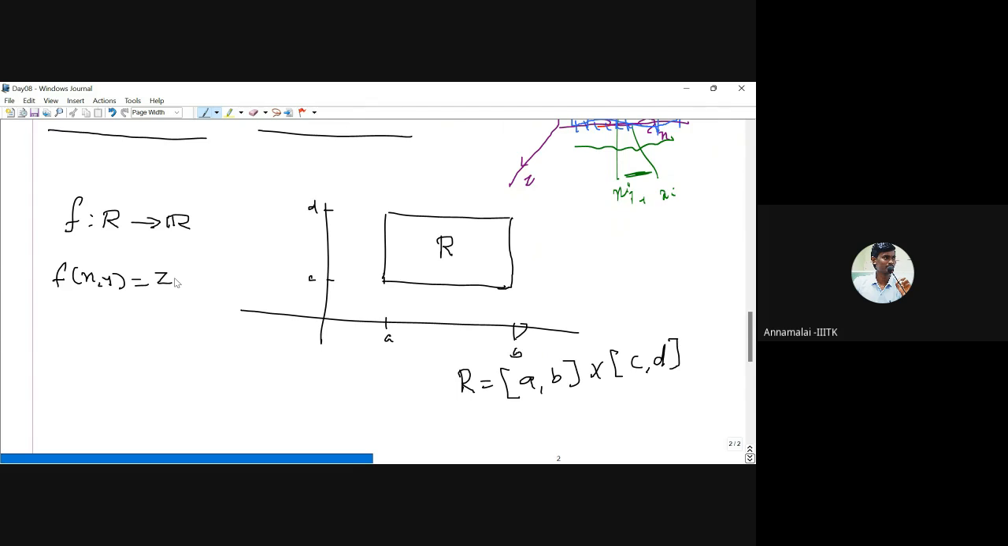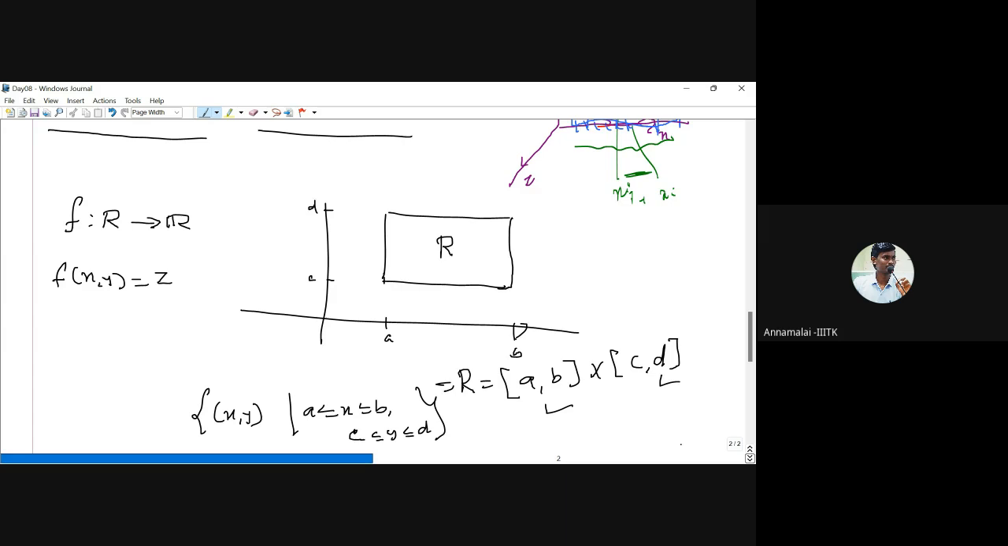Now, what is the range of x? x varies over the first set and y varies over the second set. So the definition of R is the collection of all ordered pairs x, y such that a is less than or equal to x less than or equal to b, and c is less than or equal to y less than or equal to d. So this is a rectangle, and the function is defined on this rectangle.